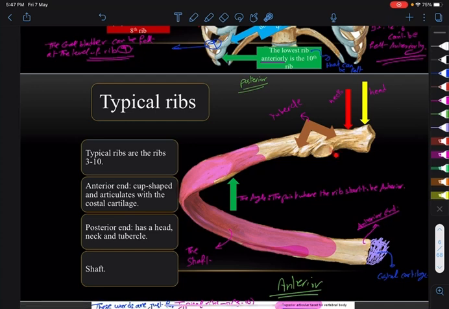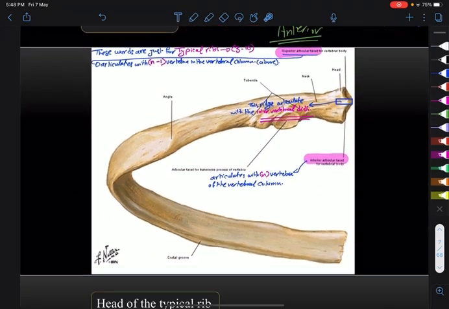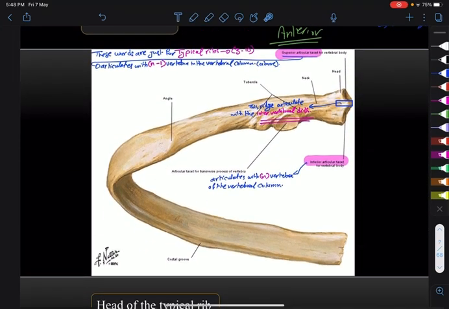Okay, you have the posterior end of the typical rib, which is composed of the head, the neck, and the tubercles. The head consists of two facets, superior and inferior, and the ridge between them. There is a constricted site right behind the head, which is the neck, and there is a tubercle. There are tubercles, a medial one and a lateral one, and we're going to know them further.